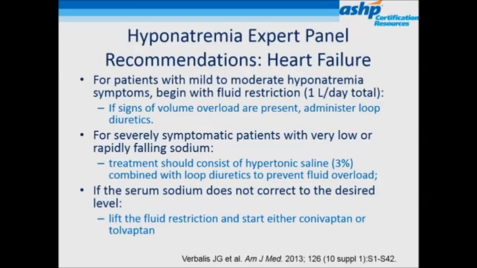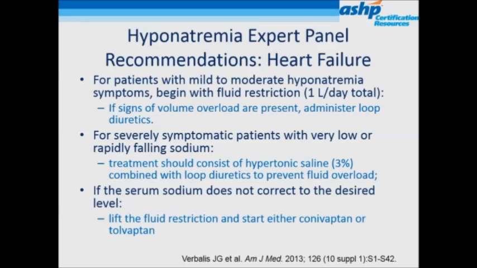So with regards to hyponatremia, there have been 2 sets of guidelines published. This is a global hyponatremia guideline from Verbalis and colleagues in 2013. So if you see patients with all sorts of etiologies of hyponatremia, not just from heart failure, but from liver disease or from SIADH, this is actually a pretty interesting guideline to read. I thought they did a nice job. They recommended a pretty strict fluid restriction of 1 liter per day.